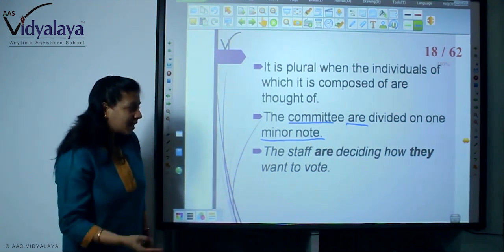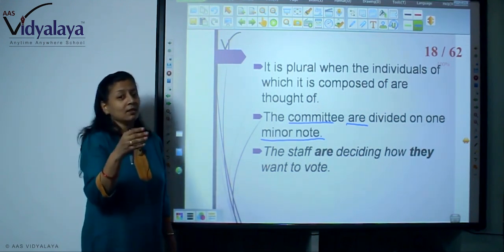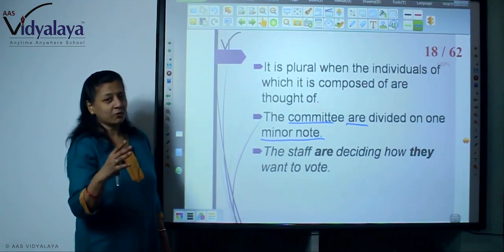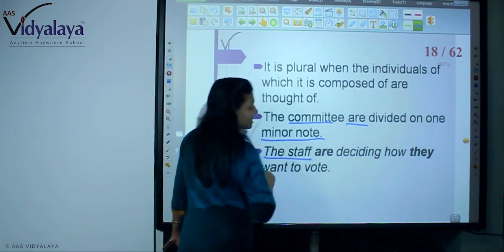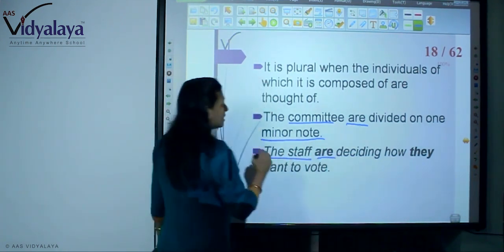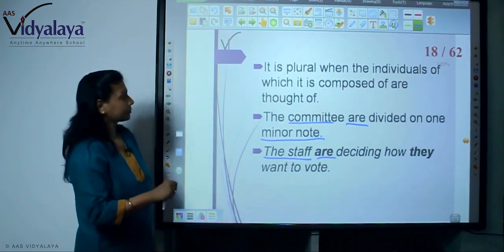"The staff are deciding how they want to vote." See, each person exercises the right to vote separately, individually. It's an individual decision. So, we are not considering the staff as one whole. We are considering them as separate members of the staff. So, "are" is there.